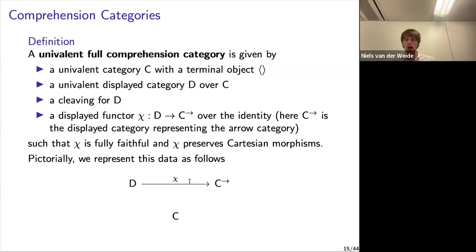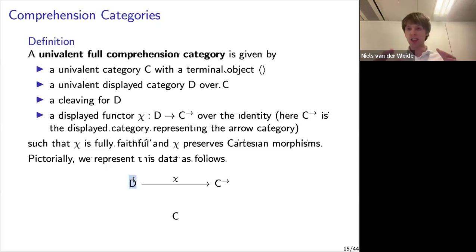Instead, I would like to recall how one defines comprehension categories in univalent foundations. And basically it is as follows. I restrict myself to univalent categories because that's what I do. And also I restrict myself to full comprehension categories, which I shall explain soon. So what does a comprehension category consist of? Well, basically you should see it as this triangle. First we have a category C with a terminal object. This category C represents contexts plus context morphisms, and the terminal object is the empty context.